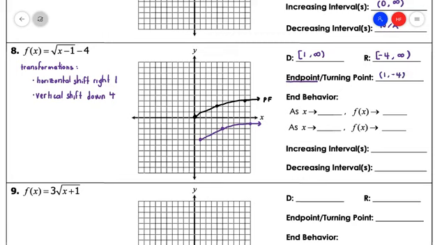And behaviors, so as x is approaching infinity, f of x is still increasing. And then as x approaches negative infinity, we are decreasing. So if we're looking from the right to the left, our function is decreasing. So our increasing interval, we start at 1 and head toward infinity. And again, we don't have an interval where we are decreasing.